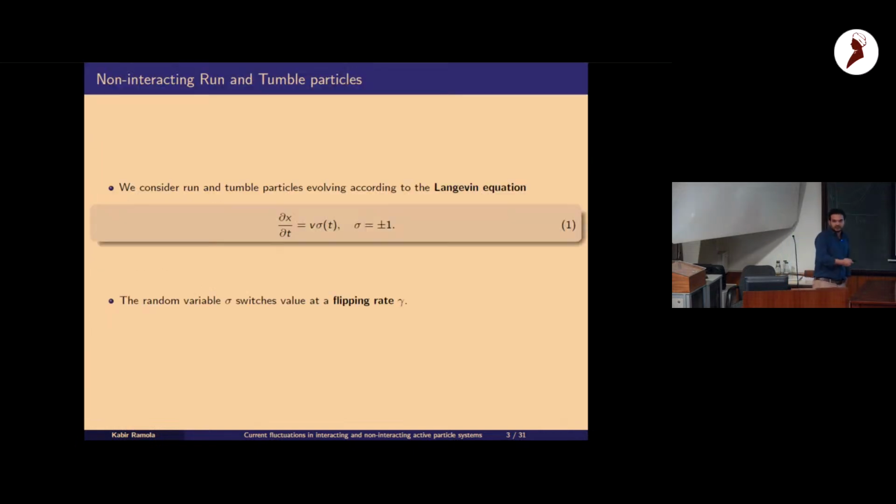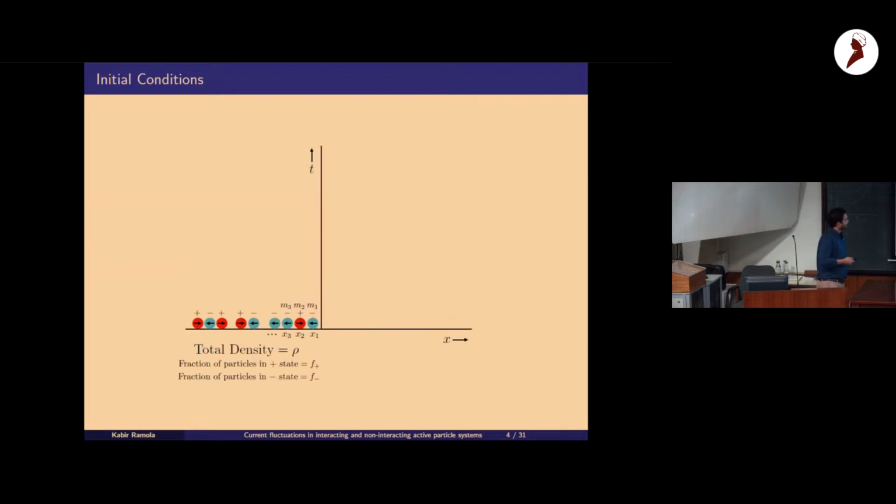The model is very simple. This is a system that has been considered by many of the researchers in this audience today. And for simplicity, I will consider run and tumble particles that are described by the Langevin equation. The velocity of the particle is given by v times some telegraphic noise variable sigma, which takes values plus or minus 1. And this random variable sigma switches values with rate gamma. So it basically either moves with a velocity plus v or a velocity minus v. And this is the simple run and tumble model that has been studied quite a lot in the literature recently.